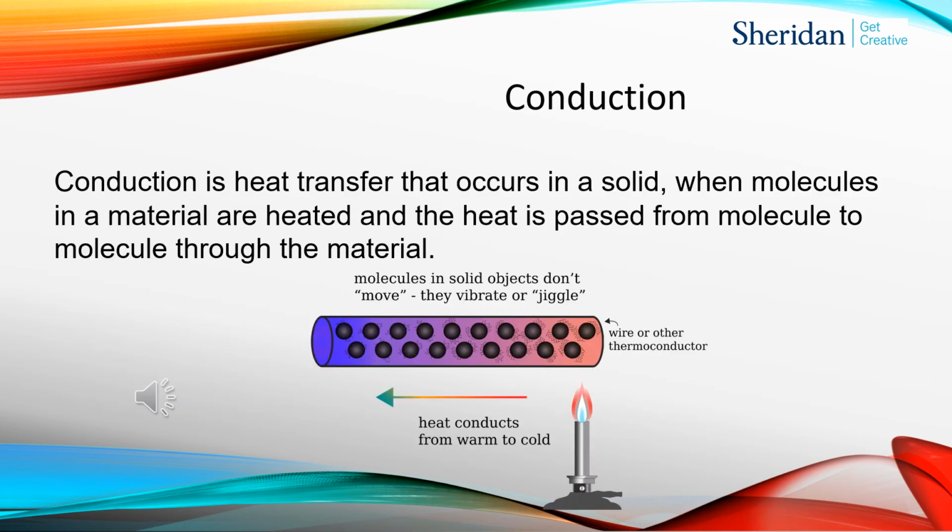First method we'll discuss is conduction. Conduction is heat transfer that occurs in a solid, when molecules in the material are heated and the heat is passed from molecule to molecule through the material. Keep in mind that heat travels from hot to cold, or as it says here in this illustration, warm to cold. The vibration of the molecules is that electron action. The electrons become excited, they move, and the molecules actually vibrate because of the movement of the electrons. This is actually the heat energy.